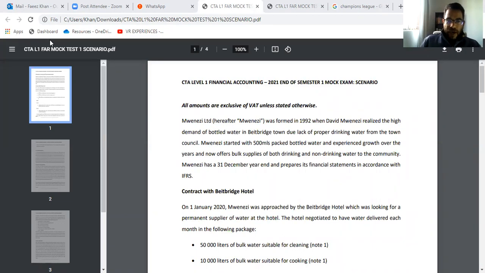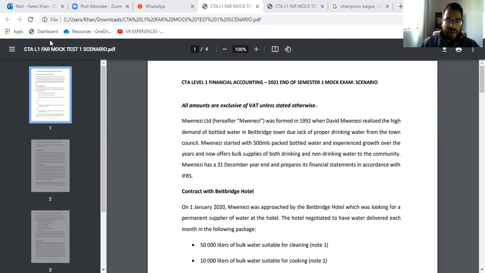So this CTA level 1, financial accounting, 2021, end of semester 1 mock exam scenario. So all amounts are exclusive of VAT unless stated otherwise. So how do I pronounce this? How do I pronounce it? Anyone want to tell me?